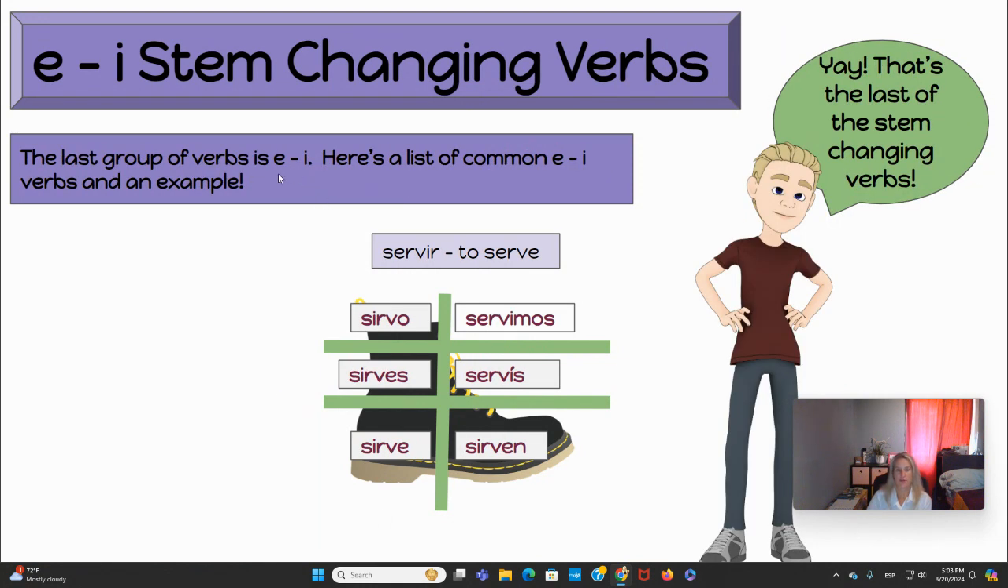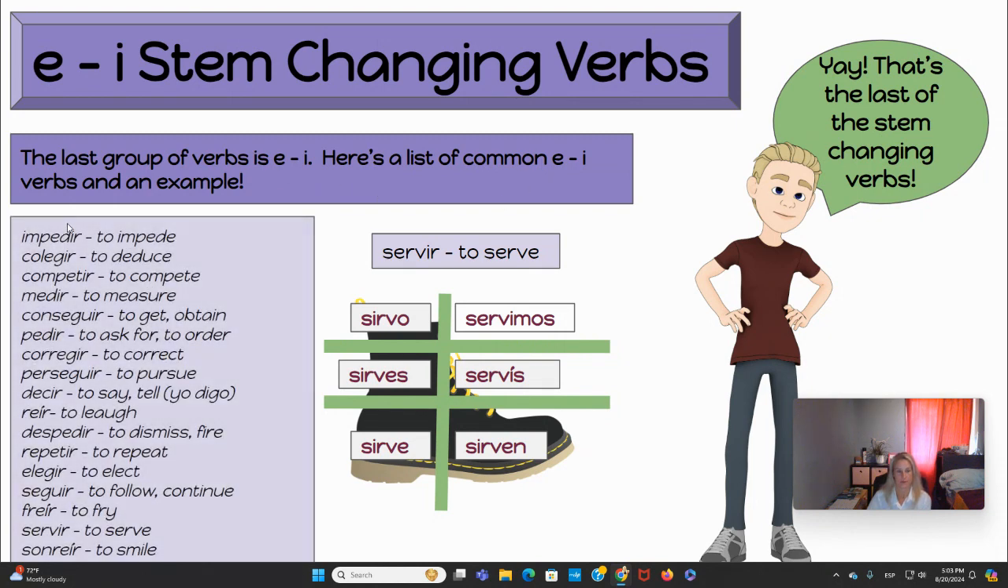The last group of verbs is the E to I. And here's a list of common E to I verbs right here, so you can write them down so you can learn them. And here's an example. The verb servir is our example today. It is an IR verb, so we'll use IR endings, and we change the E to I. So you get sirvo, sirves, sirve, servimos, servís, sirven. I serve, you serve, he or she, you formal serve, we, you all, and they serve.